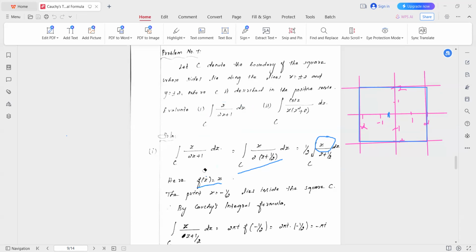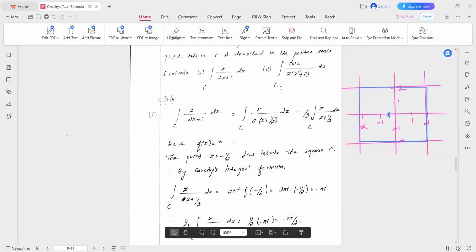Okay. So we have completed the first one. Now we are moving into the second part, that is, the integral over C of cos z divided by z into z square plus 8 dz. So we can solve this problem.